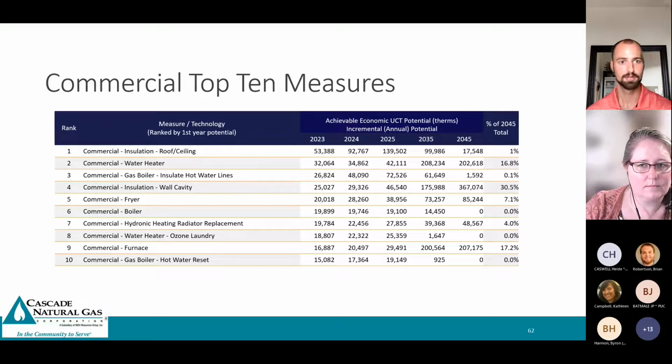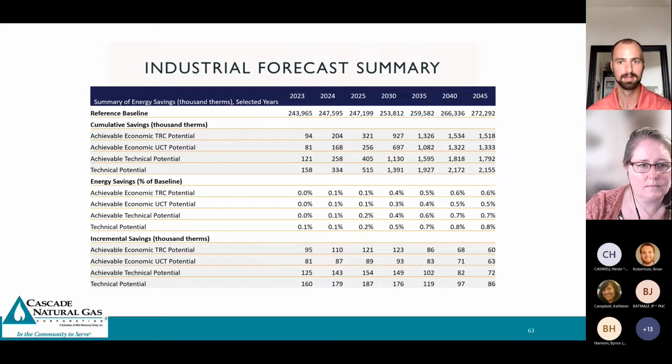Next slide, please, for industrial summary. Excellent. Fairly similar information, but you also might recognize the slightly smaller scale. It's about 10% of the total cumulative savings of commercial industrial to 2045. It does not include transport. So you're looking at relatively small energy savings on a percentage basis, as well as a total overall thousands of therms, all the way across from technical through economic TRC and UCT potential.